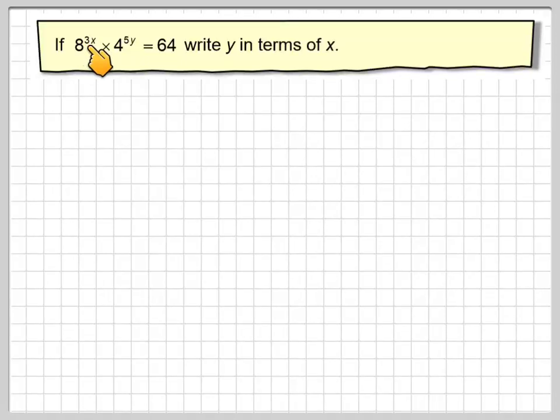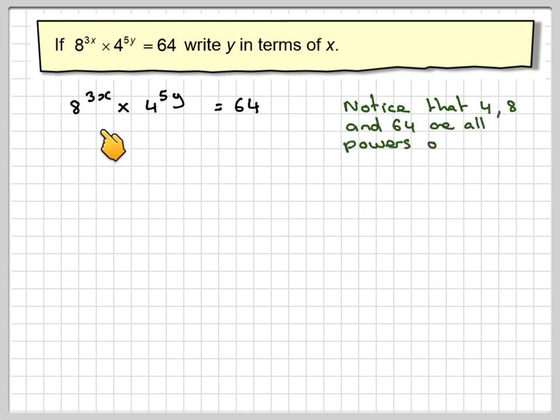We've got: if 8^(3x) times 4^(5y) is equal to 64, write y in terms of x. Okay, so writing it out, what we need to notice straight away is that 8, 4 and 64 are all powers of 2. So we need to write these all as powers of 2.